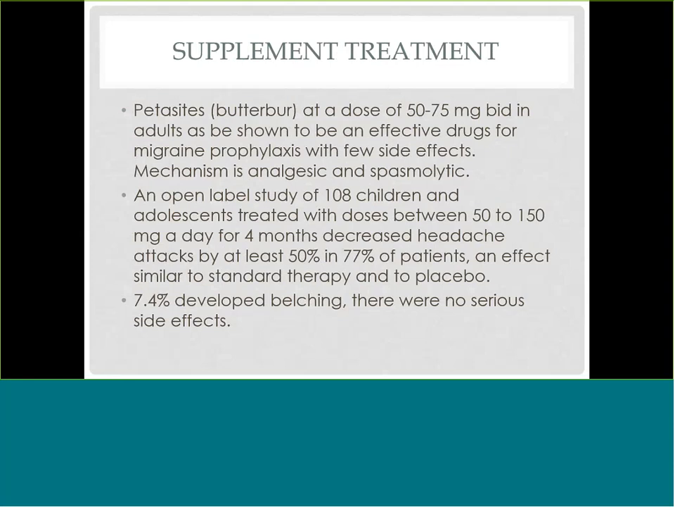But one thing that it did show was that with time, many children do better anyway. What it doesn't show is that there are isolated patients who actually do well with either amitriptyline or topiramate, but looking at group data, it's hard to prove. People have used supplements. There's a supplement called Butterbur, not a medicine. It works as an analgesic and spasmolytic, and it's shown some improvement without significant side effects aside from belching.